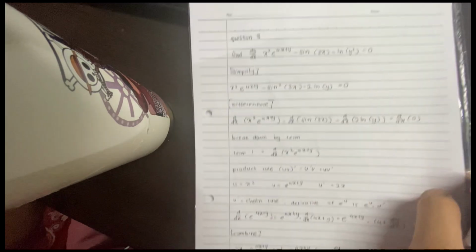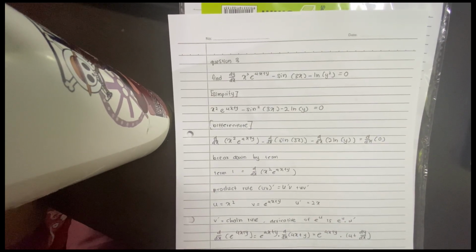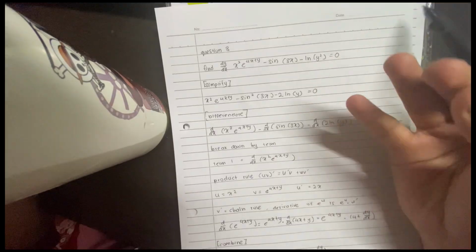Today we're going to answer some calculus questions. Question 3: find dy per dx in the equation x^2 e^(4x+y) minus sin^2(3x) minus ln(y^2) equal to 0. We're using implicit differentiation. So firstly, we need to simplify step by step.